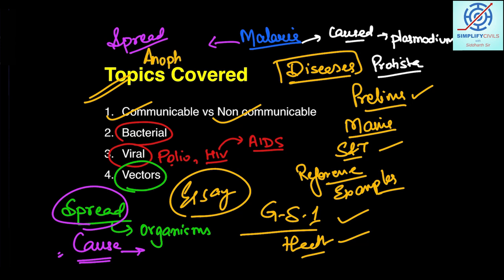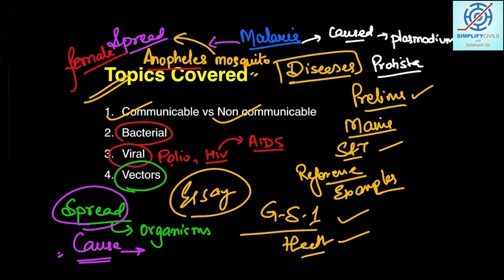Anopheles mosquito. Even if you don't remember the name of the organism as such, I assure you that many of you are aware that the mosquito is a basic cause for the spread of the disease. At least this much fact you are aware of. Anopheles is the name of the female mosquito. That is a scientific name. So here in this video, you will learn all such facts and I will teach you all these things.